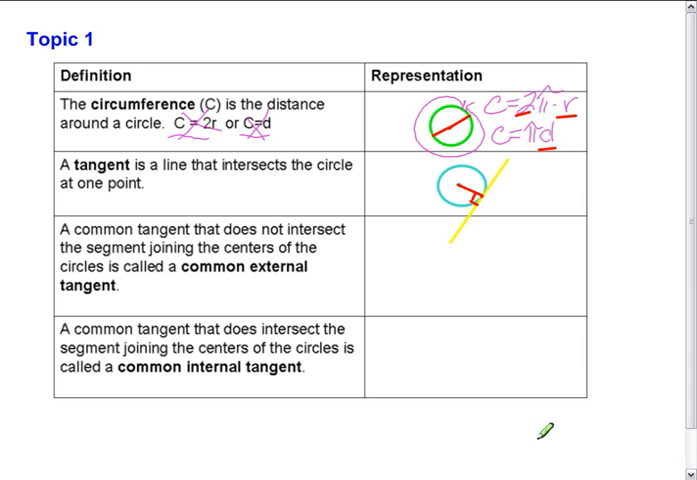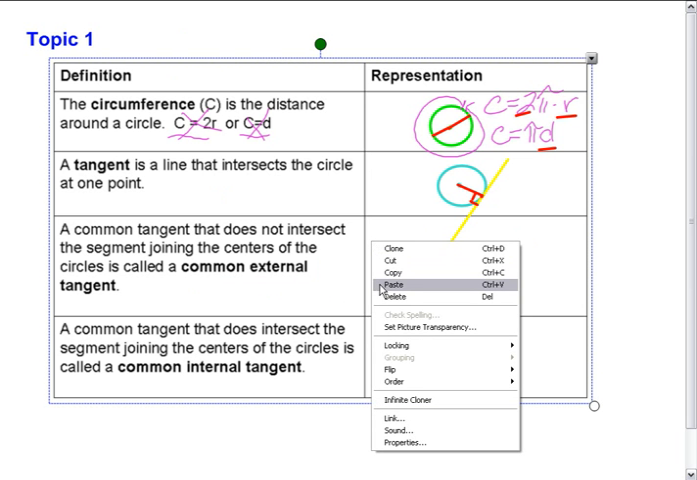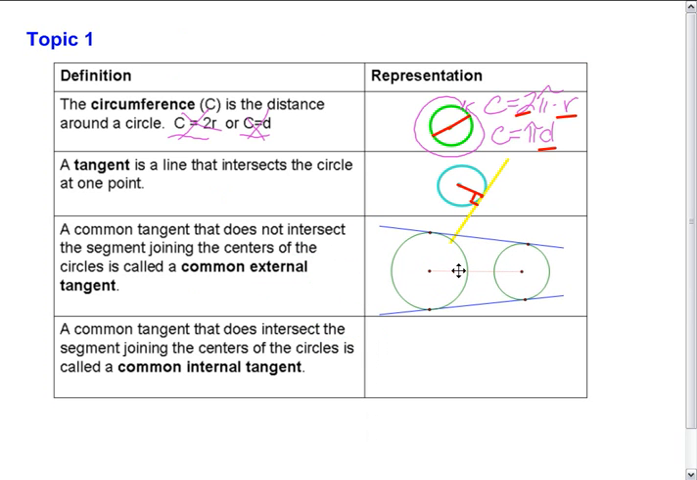Now these next two, the diagrams for them are a little bit more advanced, so I'm going to have to copy it in. A common tangent that does not intersect the segment joining the centers of the circles is called a common external tangent. Okay, bear with me. Okay, this is the diagram that represents that.